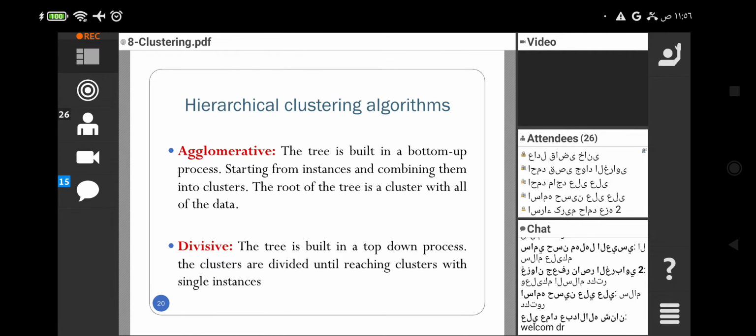Okay, we said that there are two different approaches for hierarchical clustering: agglomerative and divisive. Agglomerative means that the clusters are built from the leaf nodes to the root node, and divisive means that the clusters are built from the root cluster to the leaf ones.